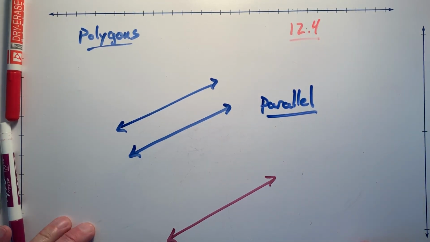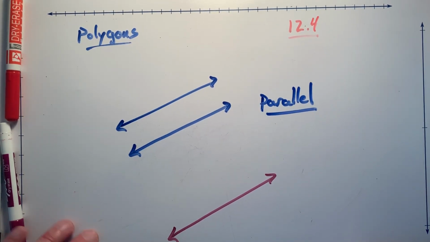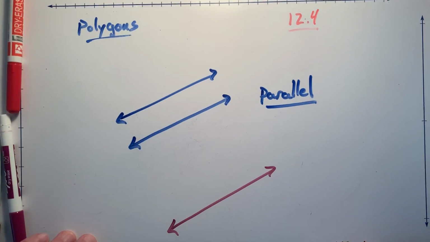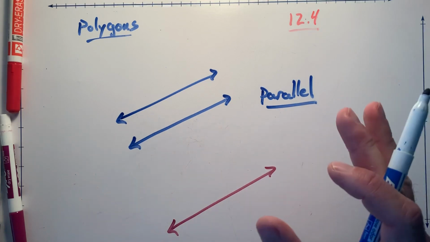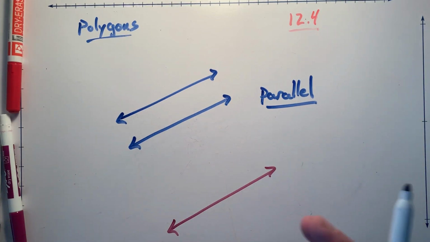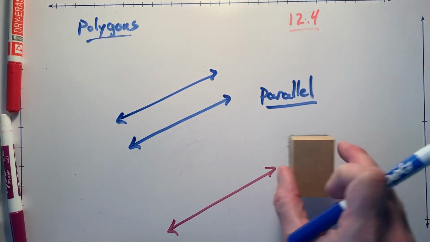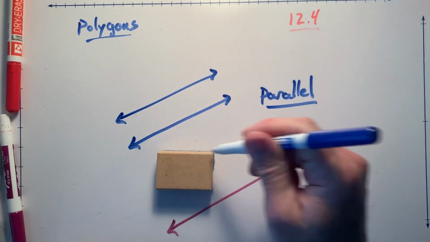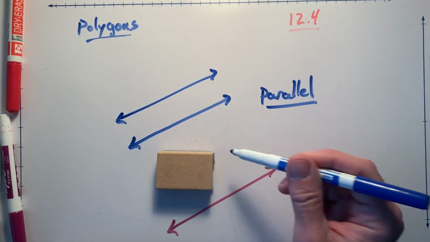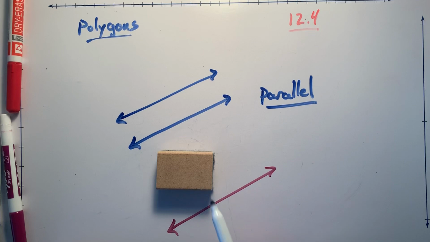Parallel lines will never intersect. They will never hit each other. They will go forever in space, from here past the moon, out past the galaxy, and these 2 lines will never, ever intersect. They are parallel. And I want you to think of railroad tracks. I want you to think of the sides of a rectangle.